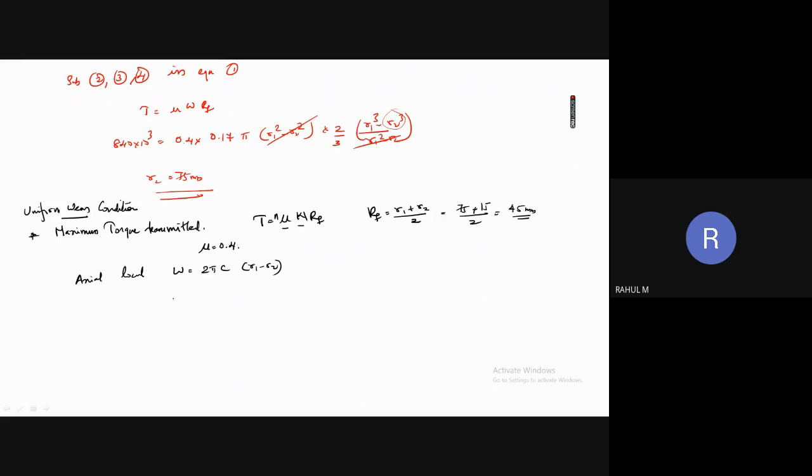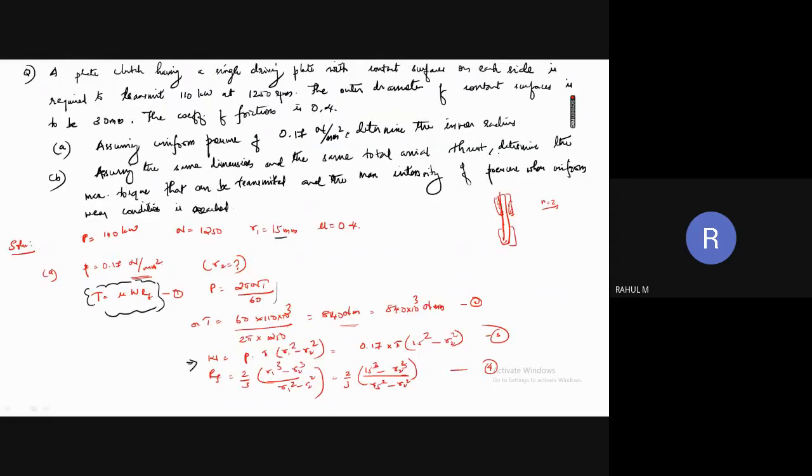Now we'll see what the unknown values are here. C is unknown. The R1 value we have, and the R2 value we also have. As per the question, there is one more thing: determine the maximum torque, assuming the same dimensions and the same total axial thrust. So the axial thrust is the same for both cases.